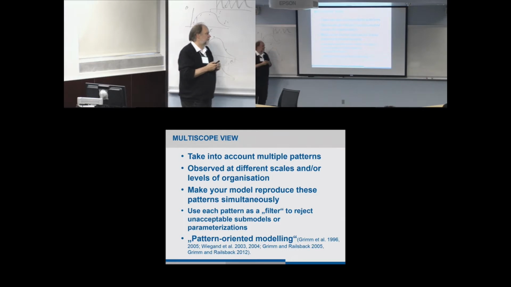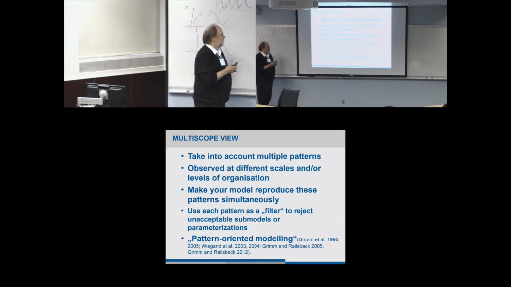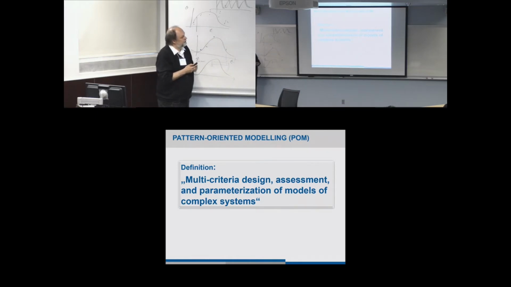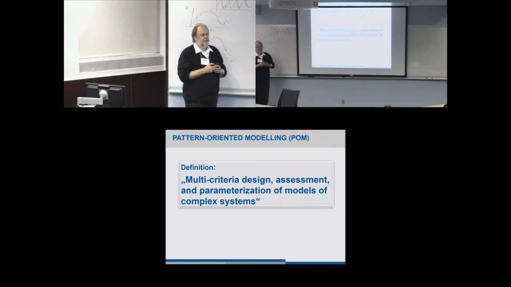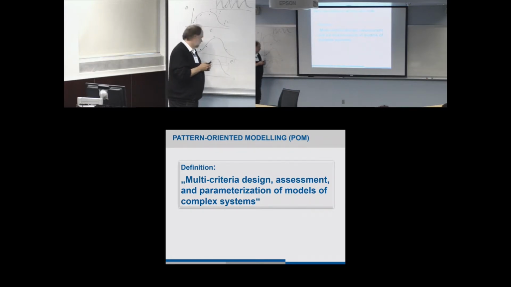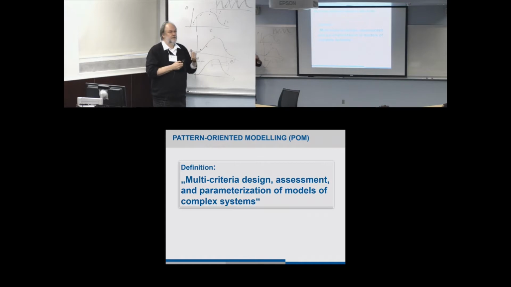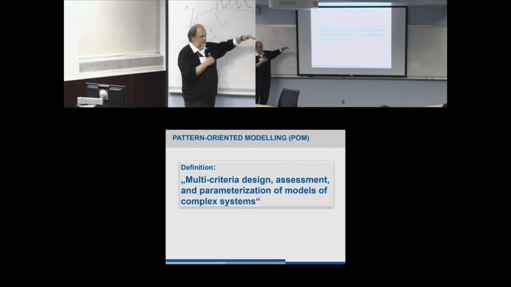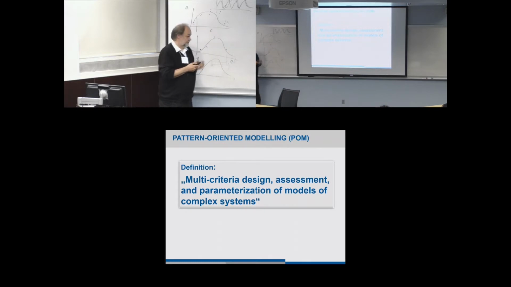So we have called it pattern-oriented modeling, and there are a number of publications about it, and the definition is multi-criteria design, assessment, and parameterization of models of complex systems. So you use patterns observed at different scales and levels as criteria for selecting appropriate submodels. For example, foraging or mate choice or energy budget. You have different candidates, and you can use these patterns to identify the most appropriate ones.